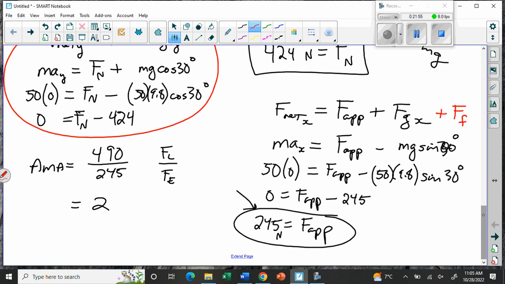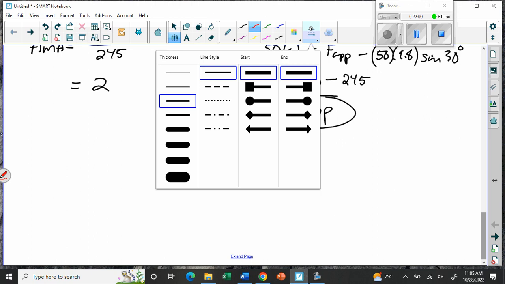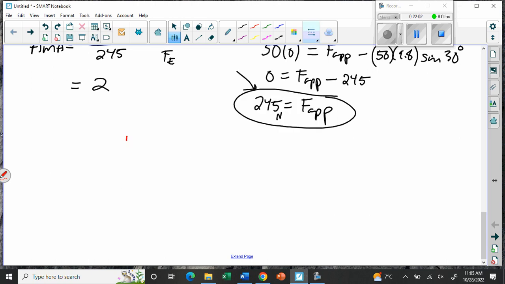Well, I'm going to have to write that. I can't squeeze it in, so I'm going to have to rewrite this down below. So let's just go down below and do that F net X again with the friction. So we have our F applied and we have our FGX, right? The sideways part. And now we also have friction. Let's see how that affects everything.